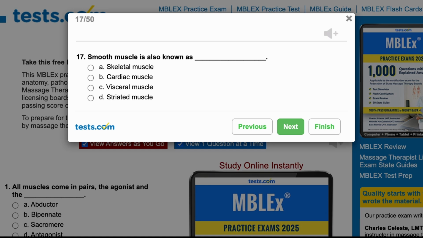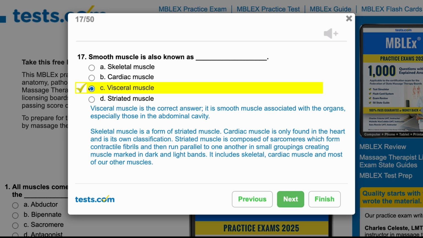A. Skeletal muscle, B. Cardiac muscle, C. Visceral muscle, or D. Striated muscle. C. Visceral muscle is the correct answer. It is smooth muscle associated with the organs, especially those in the abdominal cavity.